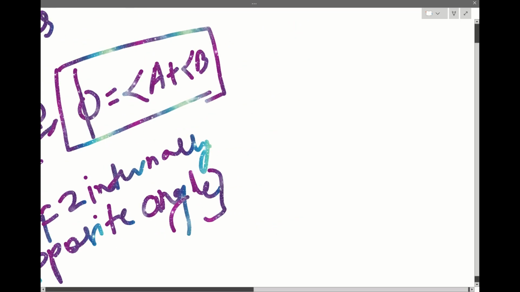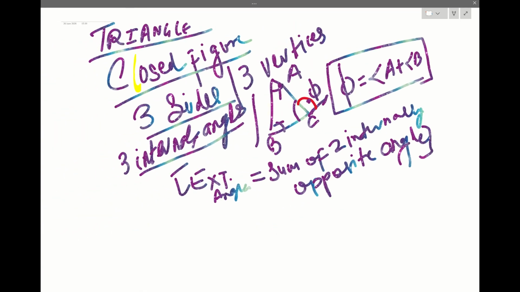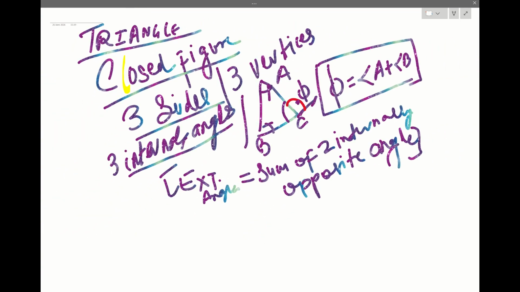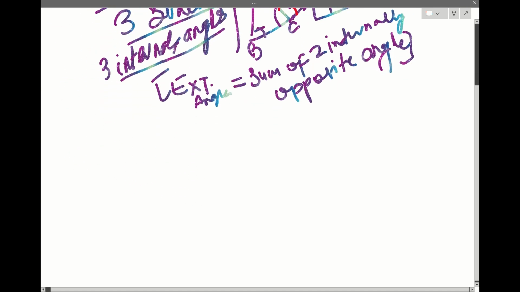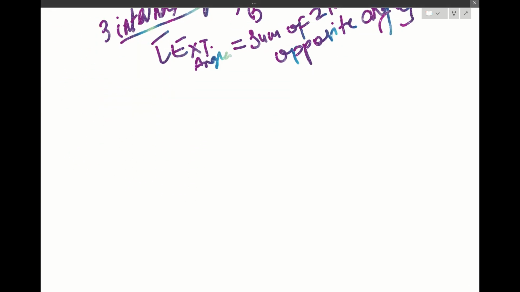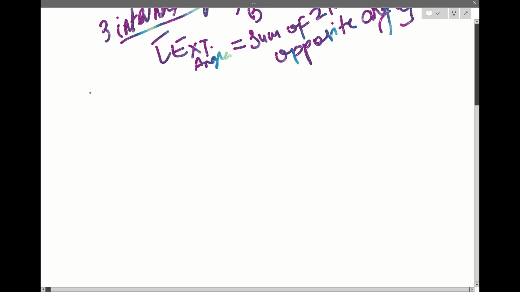So this was what a triangle is, how many sides it has, whether it is an open or closed figure, and what an external angle in a triangle is. Now the next thing in a triangle is classification.